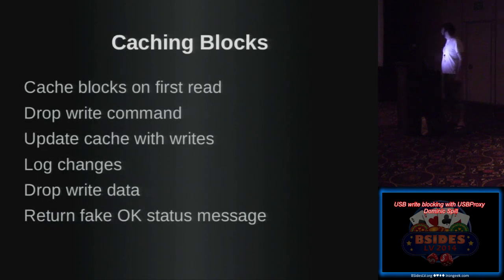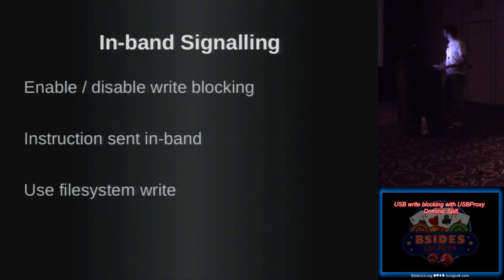So what we do here is we cache the blocks on the read. As the write comes through, we drop the write command. We let the data from the write command come through, and we update the cache, and we log this diff. And then we drop that write, and then we just return that fake OK message again. So again, the host thinks that it's being written, but it's not being written, and we're able to examine what's going on. You could, of course, not drop those. You could still cache them and not bother dropping the writes, but it didn't seem worthwhile for me.